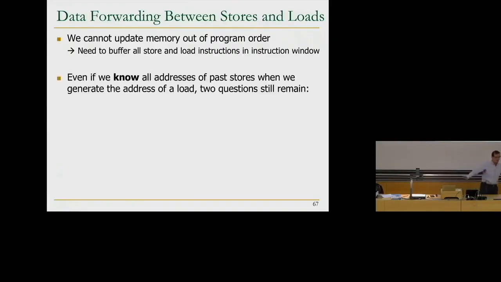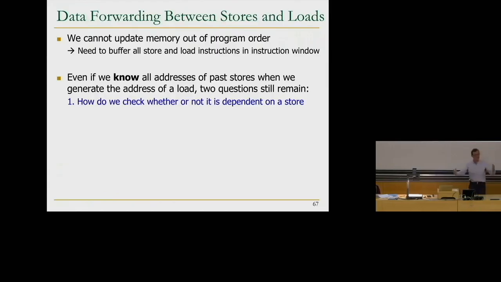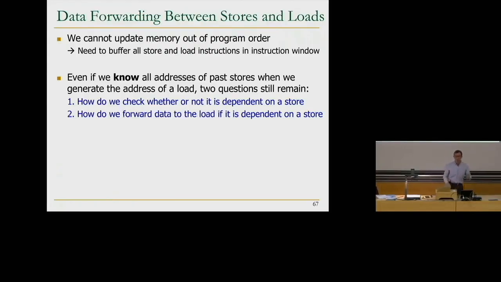Now I'm going to sidestep the problem. I'm going to say, even if we know all of the addresses of past stores, this is still complex. So when we generate the address of a load, two questions still remain. One is, how do we check whether or not it's dependent on a store? So there needs to be some way, assuming that you would like to schedule this load. At that point in time, you don't want to take the conservative approach. And how do we forward the data to the load if it's dependent on a store?